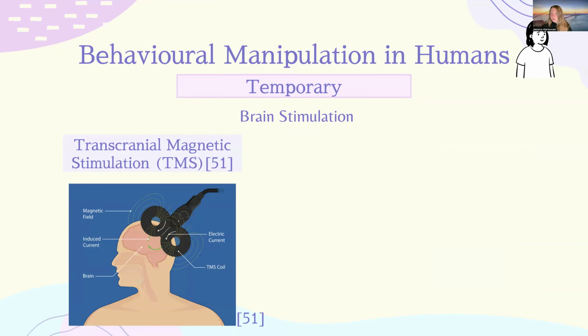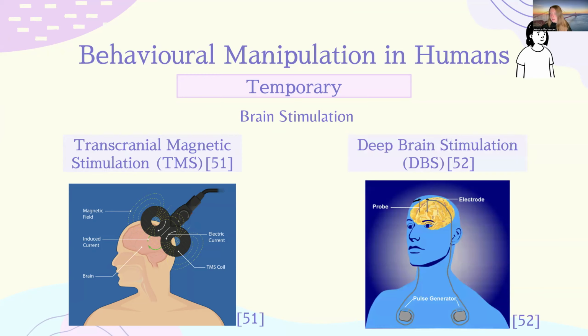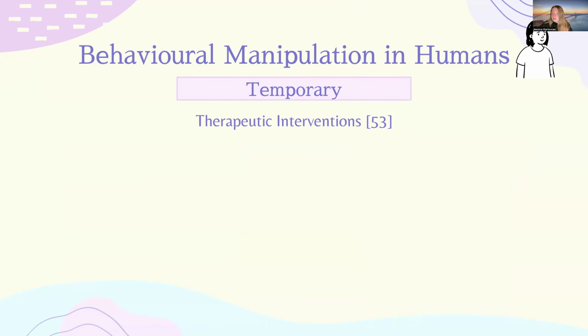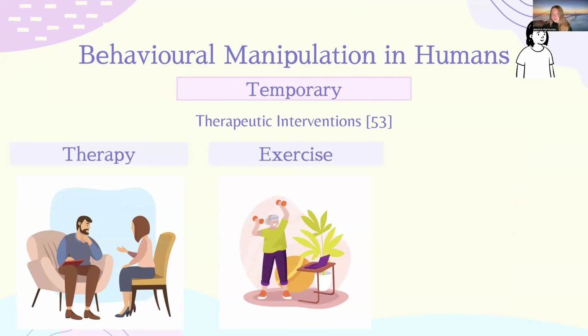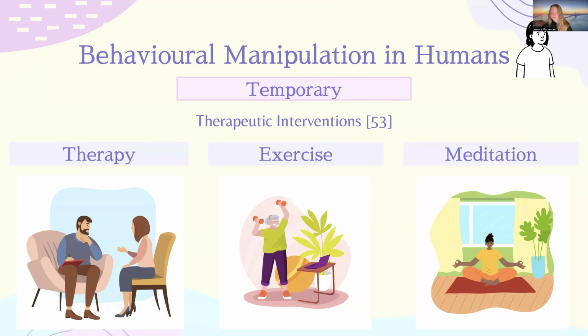Another way we can temporarily alter behavior in humans is through brain stimulation. Transcranial magnetic stimulation, or TMS, is a non-invasive procedure involving the placement of a small coil on the scalp, which delivers magnetic pulses to the brain to stimulate neurons. Deep brain stimulation, or DBS, is a much more invasive process that involves the surgical implantation of a pacemaker-like device that delivers electrical pulses to specific brain regions. Both TMS and DBS are used as medical treatments, especially for depression and movement disorders, respectively. And finally, we can also temporarily change behavior in humans using therapeutic interventions such as therapy, exercise, meditation, and more.